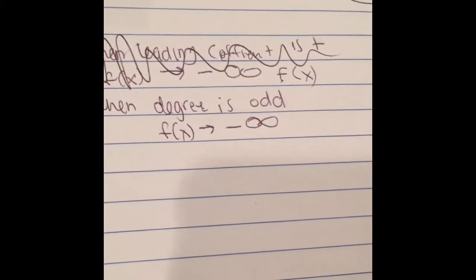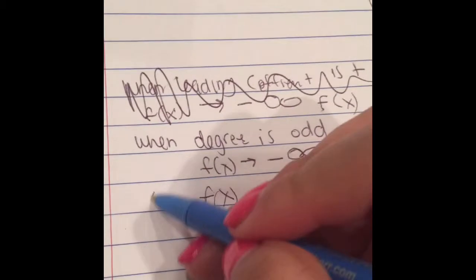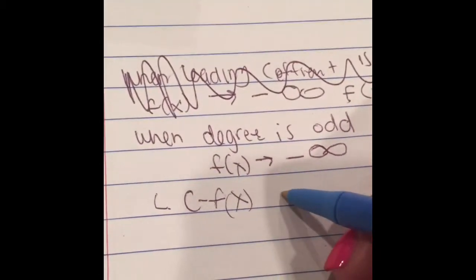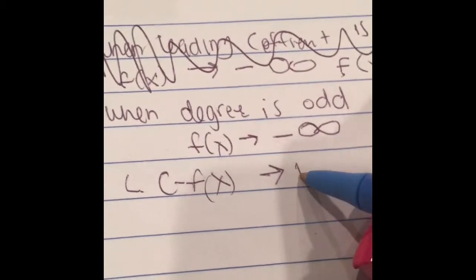So if the degree is odd, you would put a negative sign in front of the infinity sign, but if it was even, you would put a positive sign in front of the infinity sign. And then with the leading coefficient, if it's positive, then you would put a positive sign in front of the infinity sign.